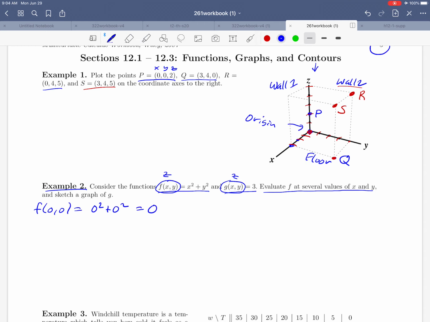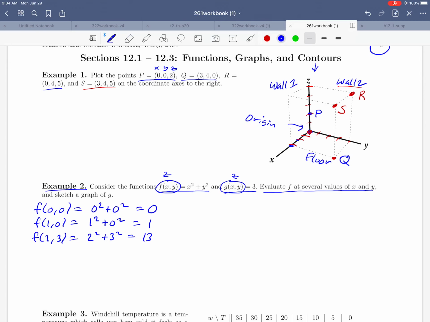That's our z value. What about f of 1, 0? Well, same idea. This time we substitute those into our formula. We're going to get 1 squared plus 0 squared. That's 1 for our output. Let's do one more. What about f of 2, 3? What would we get there? Okay, well, 2 squared plus 3 squared, that's 4 plus 9 is 13 for our output. Okay, and we could generate all the points that we want. Okay, and that's kind of all they wanted us to do with f.